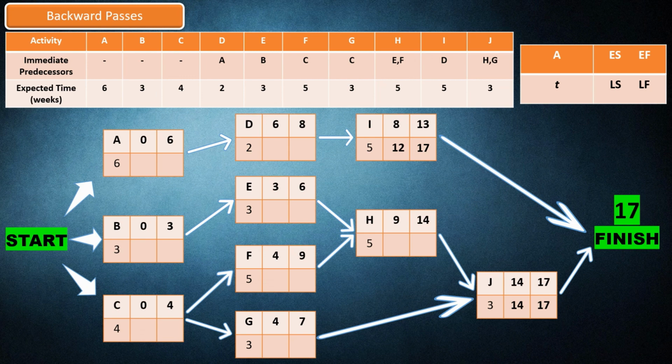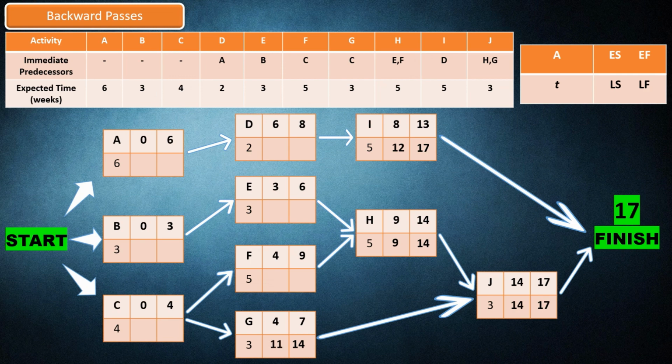Activity H is the predecessor of activity J, so the latest finish of activity H is 14. Then, activity H needs 5 weeks to be completed, so the latest start is 9. Activity G is the predecessor of activity J, so the latest finish of activity G is 14. Then, activity G needs 3 weeks to be completed, so the latest start is 11.